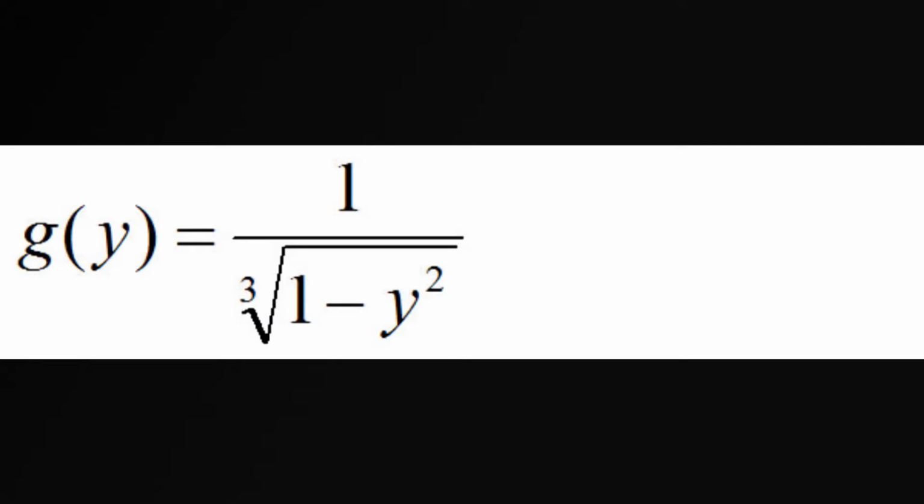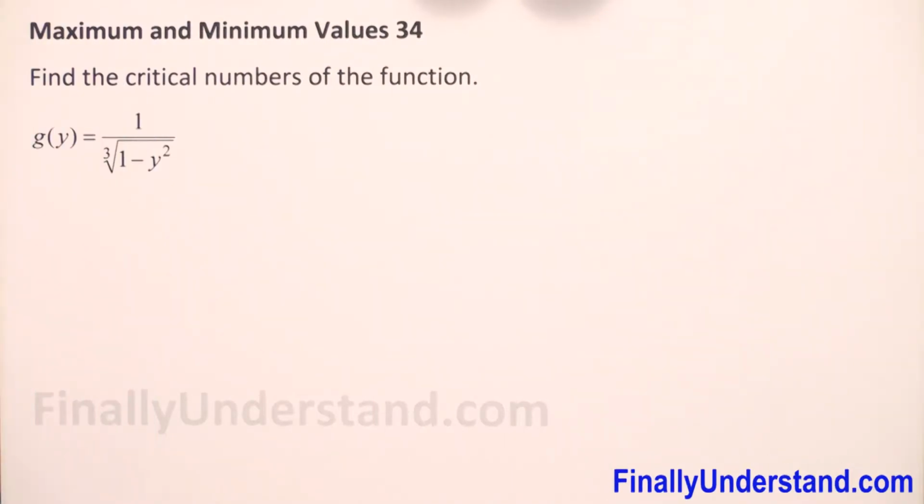We have to find critical numbers. We know that a number is a critical number if this number belongs to the domain of the function and the derivative for this number is equal to 0 or the derivative for this number does not exist.